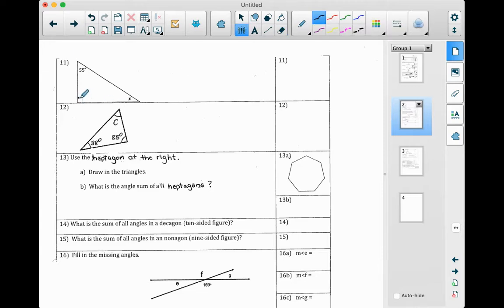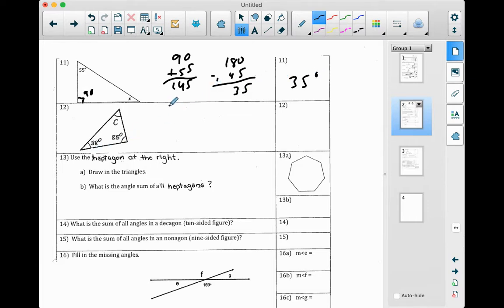This right angle I know is 90 degrees. That's what a right angle is. There's 55. If I add those together, I get 145. To figure out what x is, I subtract it from 180, and that gives me 35 degrees. So x would be 35 degrees for number 11.